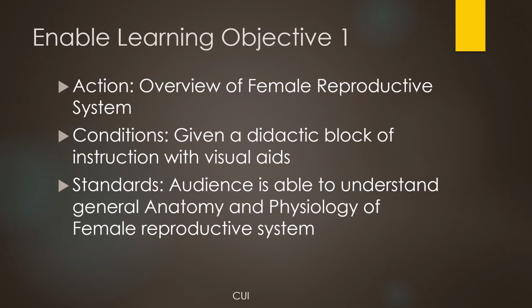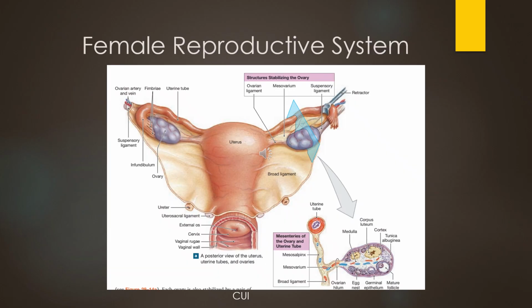Okay, so, ELO number one. We're going to go over the basics of the female reproductive system. Just a little whistle stop tour. I'm going to do this in a little didactic block of instruction with visual aids, and hopefully you're going to understand north, south, east, west, what we're doing around here. Sound check. Sorry, almost thought I lost you guys.